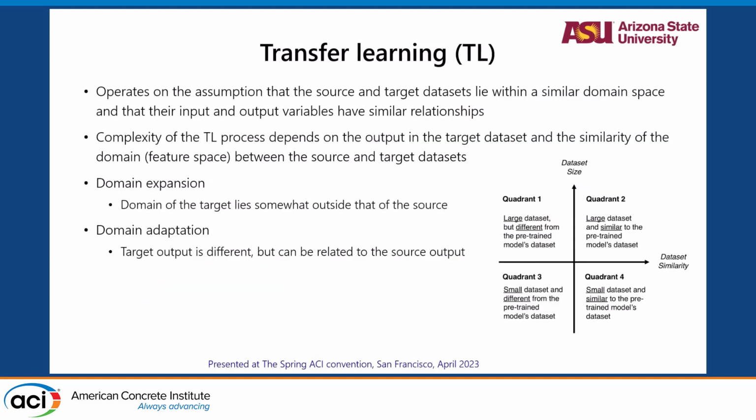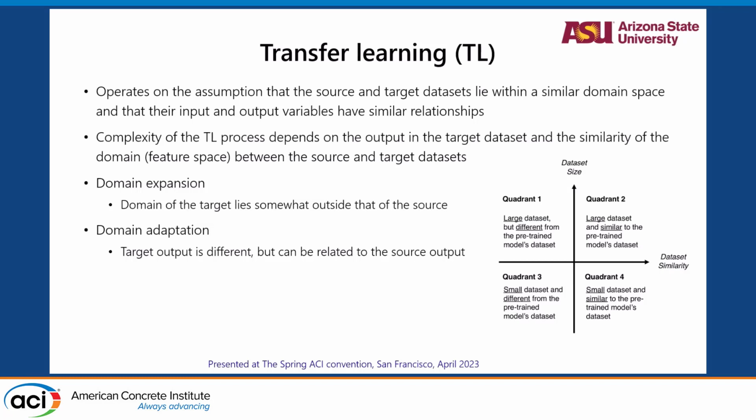So what do we do in transfer learning? We are assuming that source and target data sets lie within a similar domain in a typical machine learning process. So the complexity depends on the output in the target data set and the similarity of the domain or the feature space. And I'll tell you what that is.